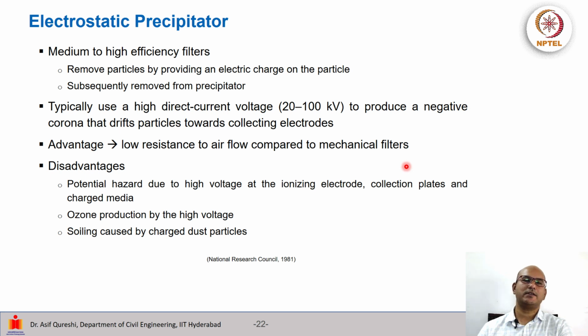In mechanical filters we will put a filter in the path of the flow, which means the airflow would be obstructed. The disadvantages of the electrostatic precipitator are that they can cause a potential hazard due to high voltage at the ionizing electrode, collection plates and charging media. One can also have ozone production possible because we are using high voltages. Then soiling is caused by dust particles to the precipitator itself, so maintenance will be needed.